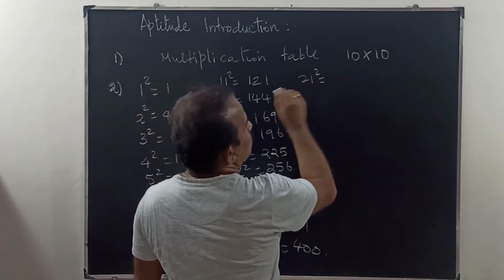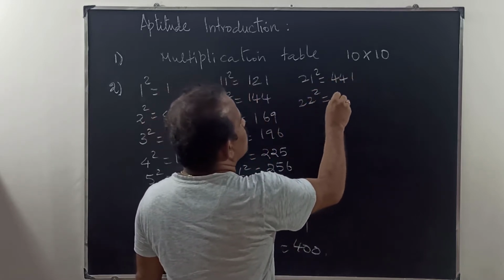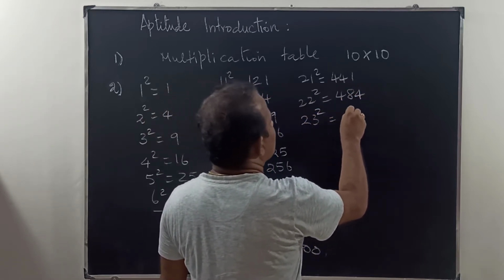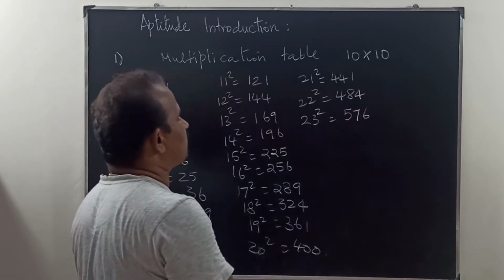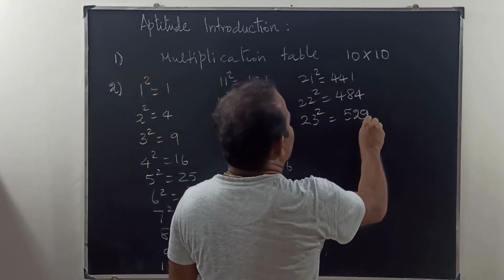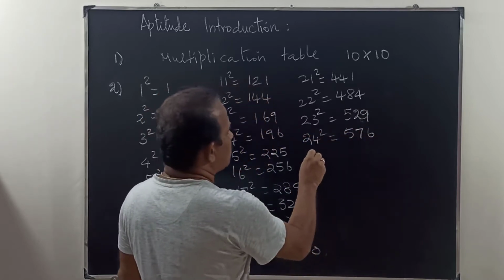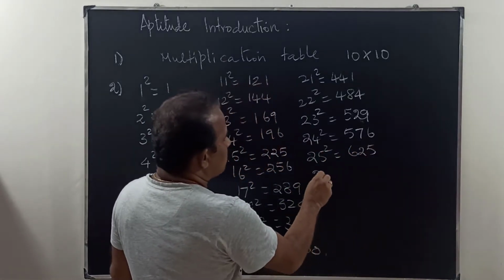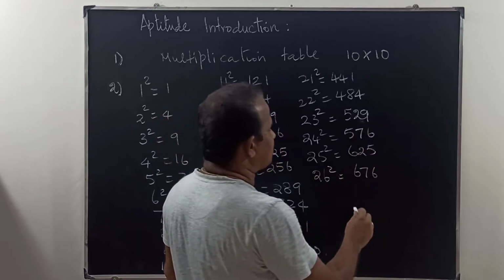21 squared is equal to 441, 22 squared is equal to 484, 23 squared is equal to 529, 24 squared is equal to 576, 25 squared is equal to 625, 26 squared is equal to 676. You can compare 24 squared and 26 squared.